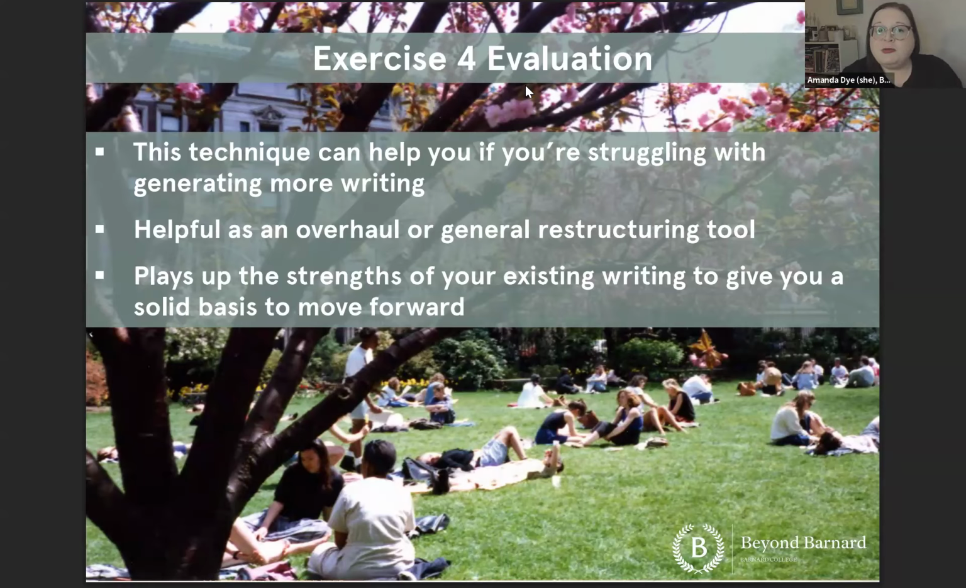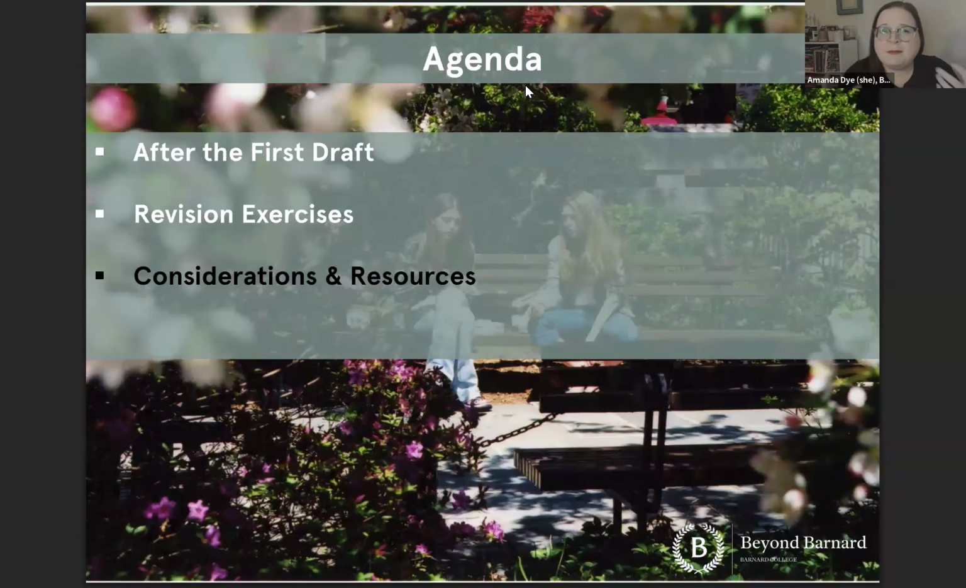So I really encourage you all to attempt some of these exercises. I will share the slides, as always, so that you can have access to the specific instructions. But I think these are all really helpful ways to dive into assessing and revising your writing.